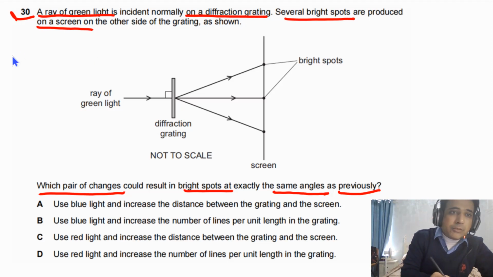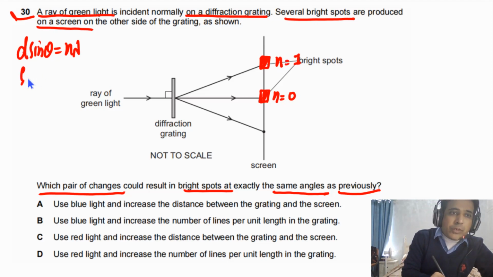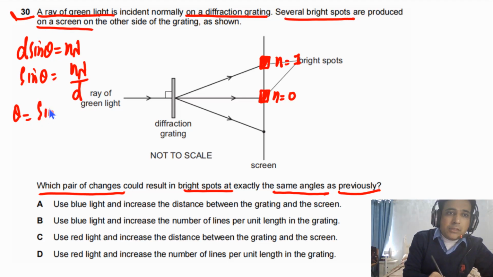For the diffraction grating, we need to understand d sine theta equal to n times lambda. This one is the center maxima, so n for this one is equal to 0, and this is the first order maxima, so n for this one is equal to 1. From here we can write down sine theta equal to n lambda divided by d. So we can say theta has to be equal to sine inverse of n lambda divided by d.